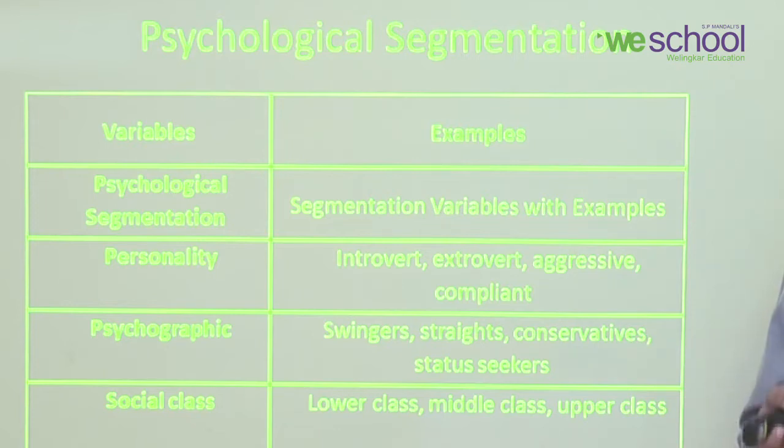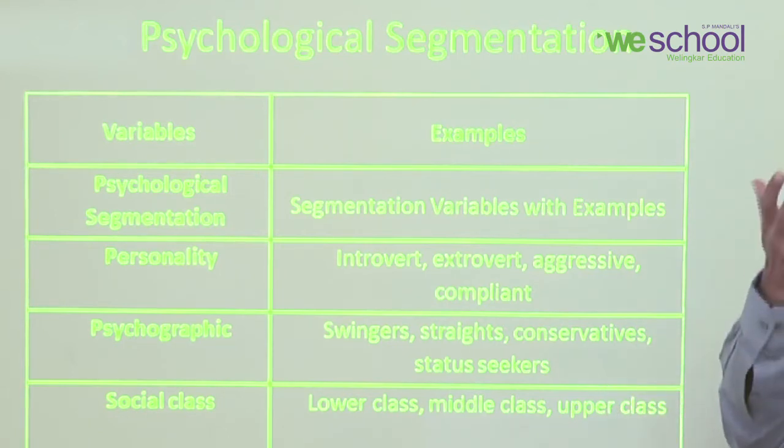So that's what defines you, and that's what differentiates you, and that's what forms a cluster of homogeneous people with similar characteristics, and that's the appeal to the market here. If they can identify me using psychological segmentation, then they can align their product offering and marketing mix accordingly. Psychographic, which is swingers, straights, conservatives, status seekers, etc. These are all psychographic, which is more to do with the mind and the inner aspect of the mind. So you can create a segmentation based on these aspects.